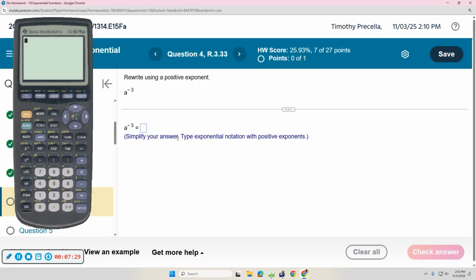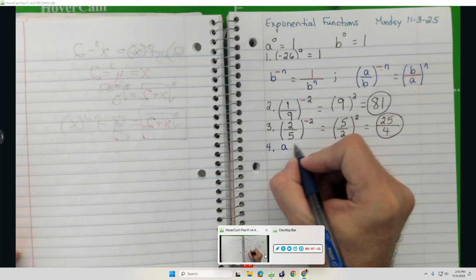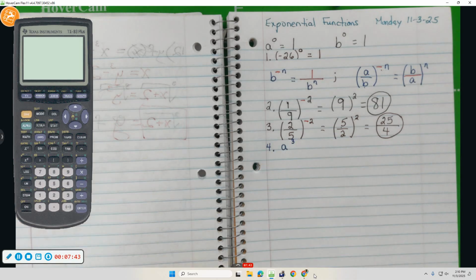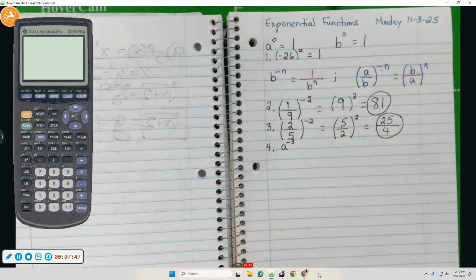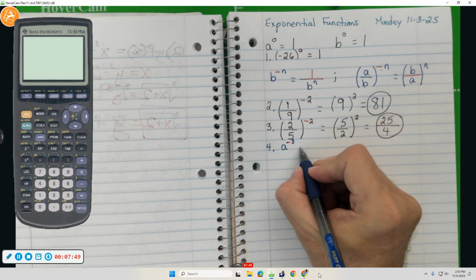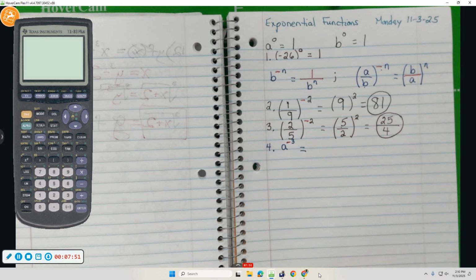What about problem number 4? Rewrite using a positive exponent. Okay. A to the negative 3rd. We want to write that with a positive exponent.